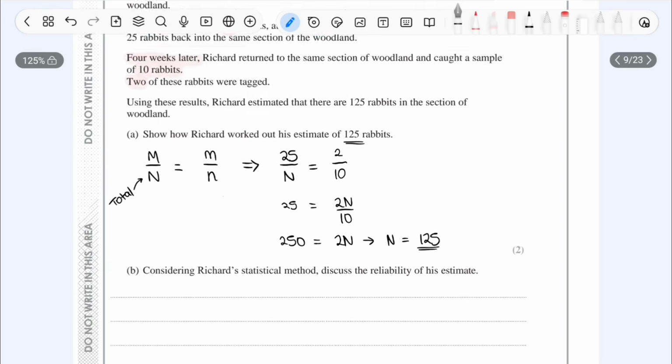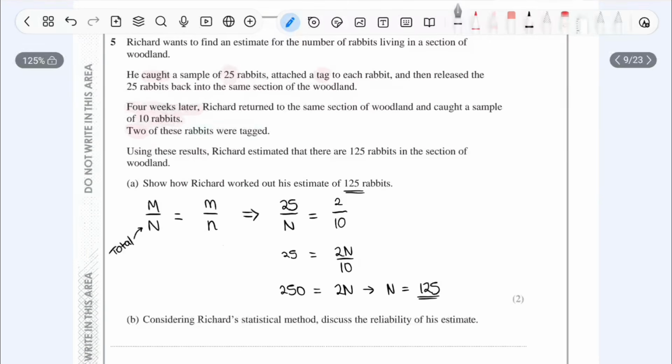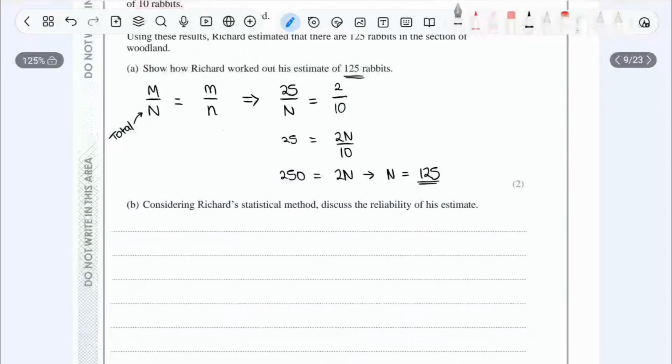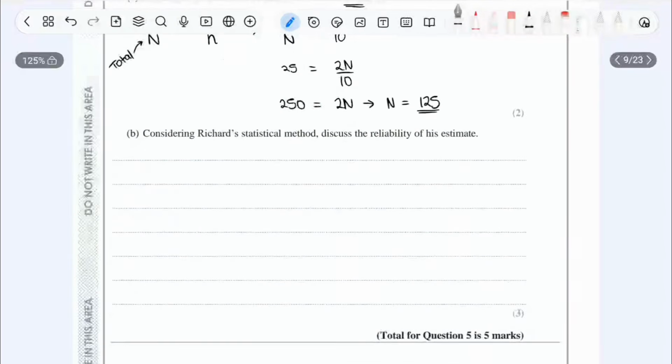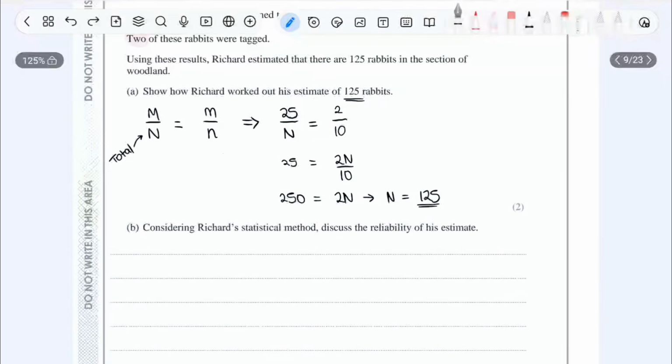So we've seen that he comes back 4 weeks later. Well, in 4 weeks, a lot of rabbits can be born and a lot of rabbits can die. It's as simple as that. So that's going to skew his results either way, and he can't tell if they've died or if they've been born, so he can't really adjust his number for that. So what I'm going to say is that it's unreliable, which should be 1 mark, and then we have to give 2 supporting reasons, as it's 3 marks. Basically what I'm going to say is that the tags may have fallen off, and there's been a long time between the samples.